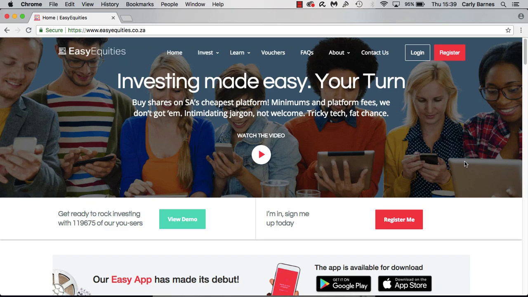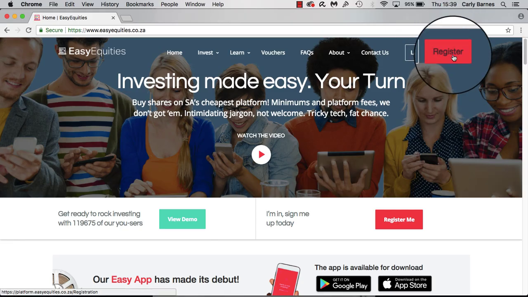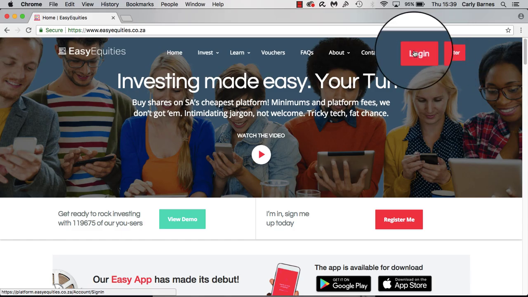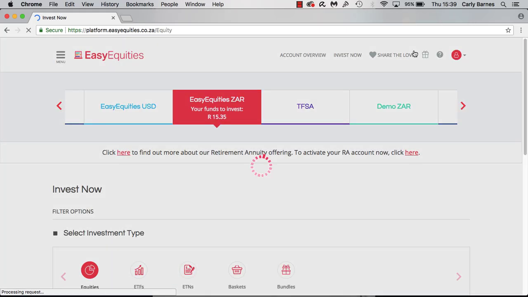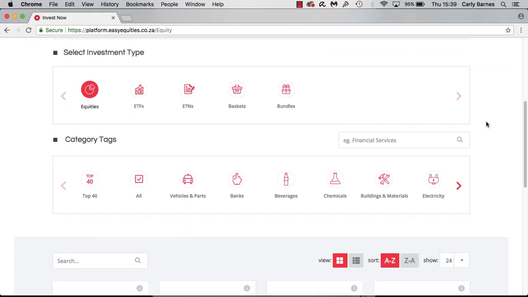Today I'm going to show you how easy it is to invest in shares and anything else you might like to. In just a few minutes, we're going to invest in one of the shares on the Joburg Stock Exchange. But first of all, what you need to do is register and FICA an account. That's when the magic really happens. If you've already done that, you can log in and it'll take you to your account.